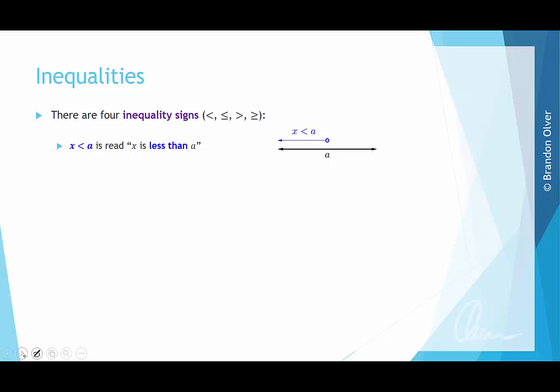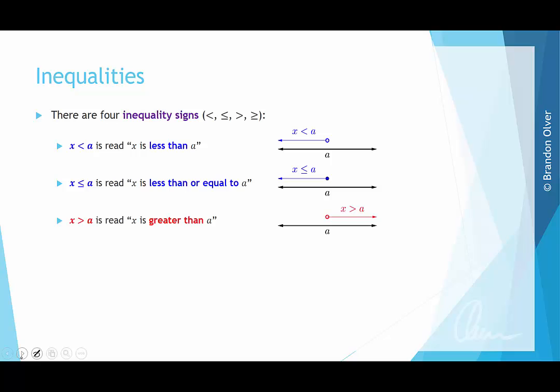is not included. The next one says x is less than or equal to a, and its number line is here, so all numbers that are less than a or a, so less than or equal to a. So we used a closed-in dot to include the point of a. Then we have the statement x is greater than a, and its number line to the right. And we have x is greater than or equal to a, and its number line shown to the right.